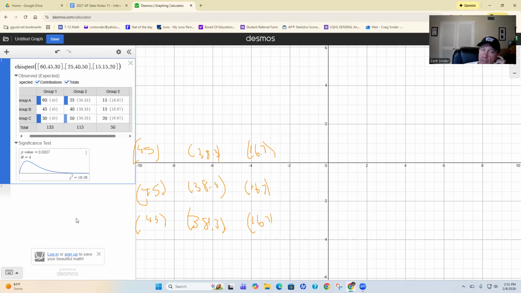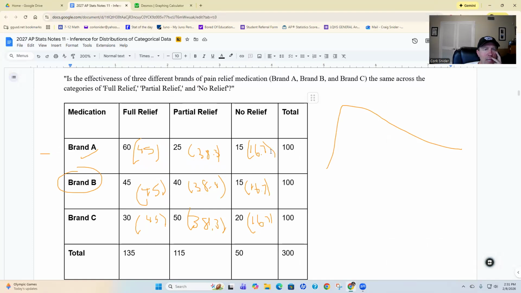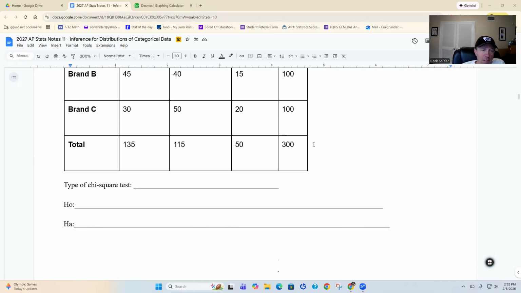This thing is so incredible. It just does it all for you. We'll do it by hand in class, how you get these numbers by hand. It's really boring, but you should know how to get this by hand. And the bigger this is, the smaller this is. So this is significant. So then you draw your curve out and label it your chi-square sum. Just label it just like this. And then this is a reject H0. We have evidence to suggest that the brands have different measures of relief. They're different.